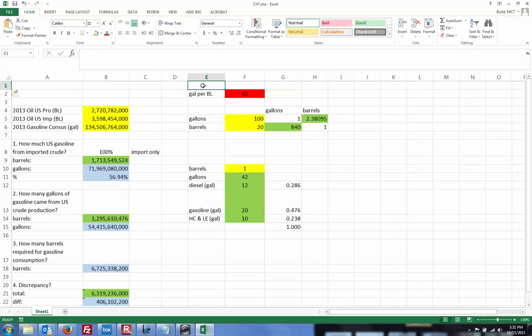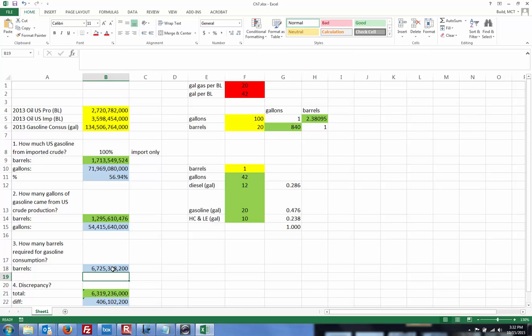We can say gas per barrel, 20. Go ahead and use the same convention as red that we used before. Center that up so it's tidier. There we go. And now you can double click that, see, okay, where'd that come from? Boom.